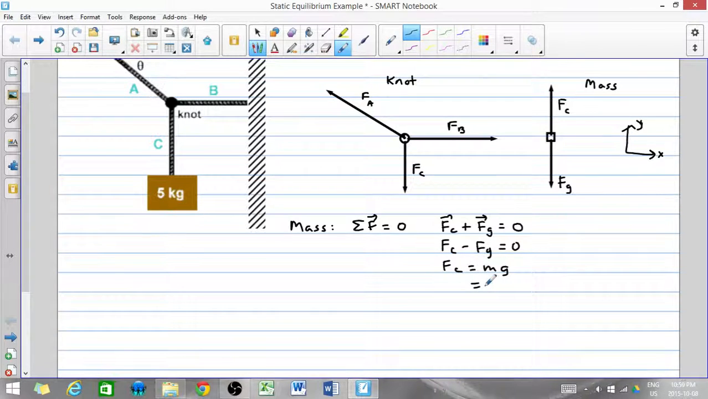The mass of that mass is 5 kilograms. I insist on giving it another significant digit there. g is 9.81 meters per second squared, which is 49, and I'll throw in a couple more decimal places there in case it matters. So we've already solved for one of the tensions. Now let's move on to analyzing the knot.